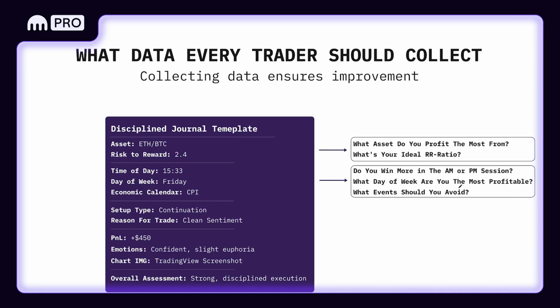And what news events should I avoid? For example, in this case, I wrote down CPI, and let's say I have 20 examples of me losing on CPI day. Well, then I know moving forward that I should probably avoid CPI as a whole. Again, the more data you collect, the better.